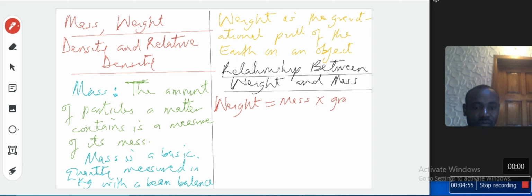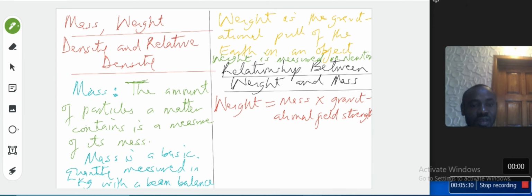Mass times gravitational field strength. What's weight measured in? Is it not kilograms? Oh, I didn't remember to mention that. Weight is a force, so it should be measured in what? Weight is measured in Newton, N, because it's a force. Forces are measured in Newton.